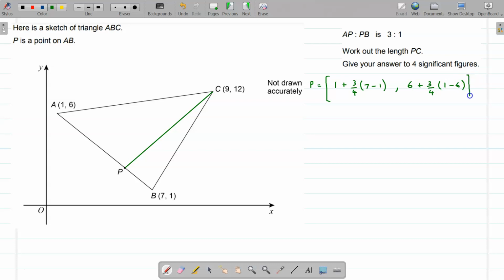Now, if you work out the two parts to those coordinates, it comes to 11/2 for the x coordinate and 9/4 for the y coordinate. So the point P has coordinates 11/2 or 5.5 and 9/4 or 2.25.